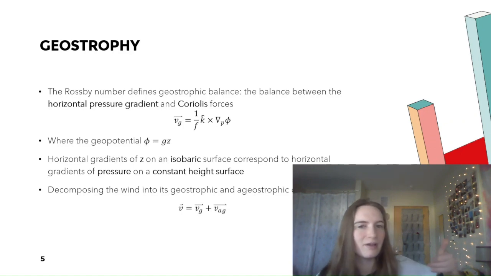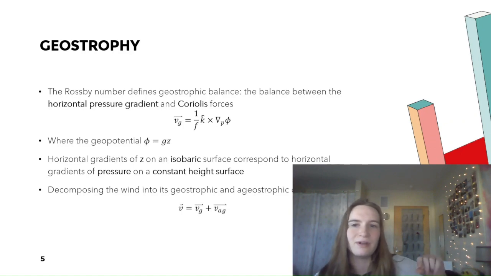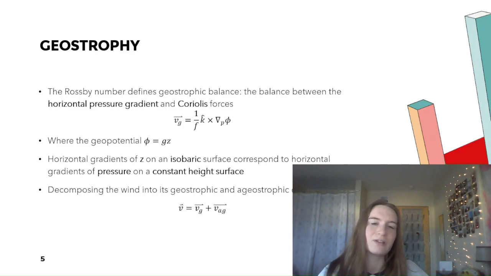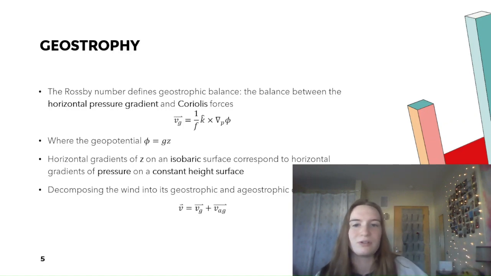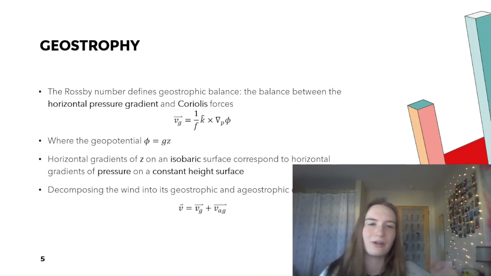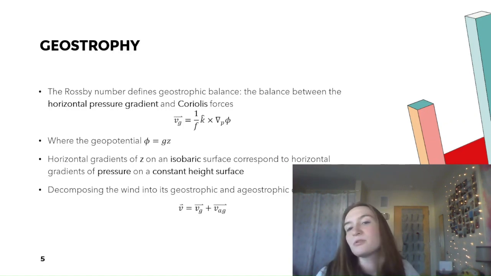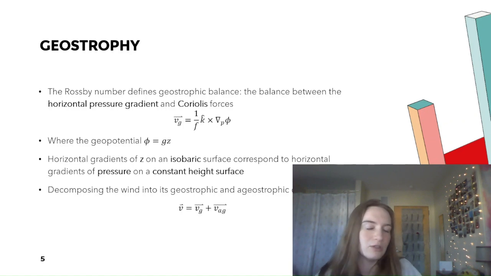So it's kind of a flip-flop, right? Our horizontal gradients of height on a constant pressure surface are similar to the horizontal gradients of pressure on a constant Z surface, right? We can decompose the wind into geostrophic and ageostrophic components.